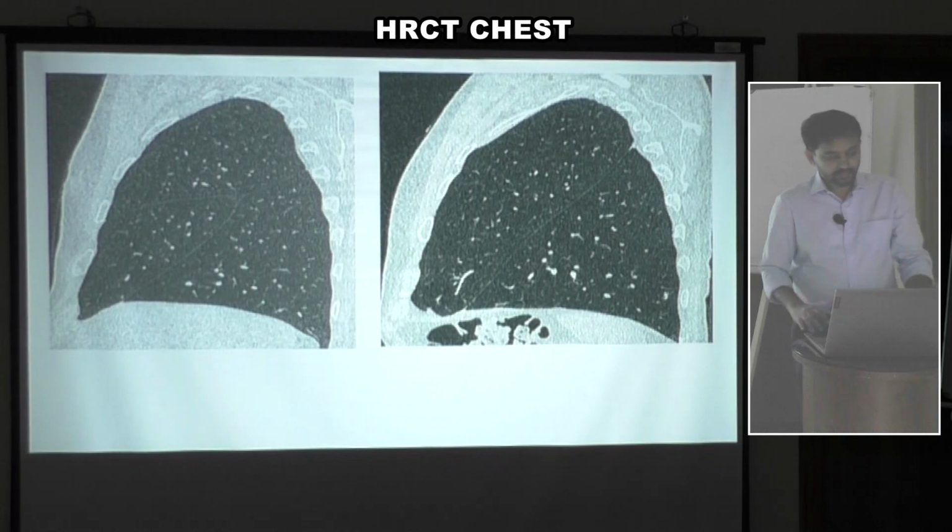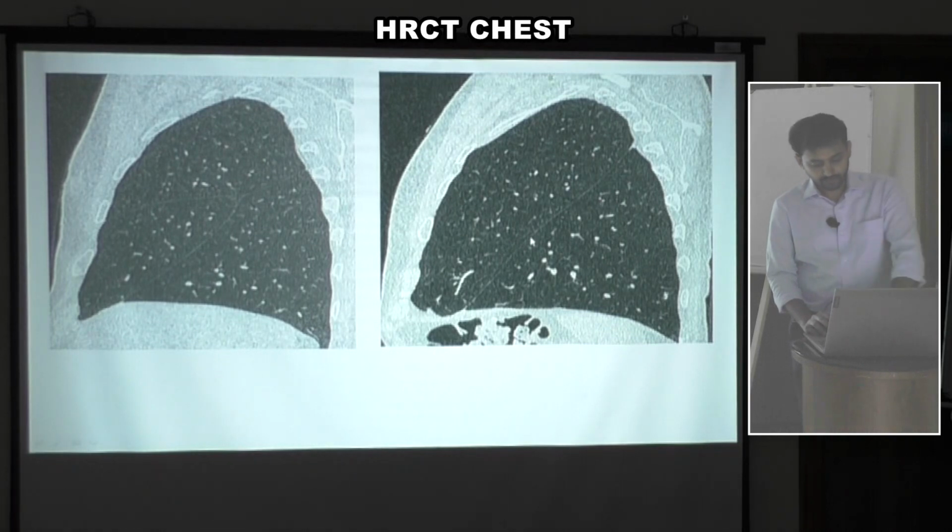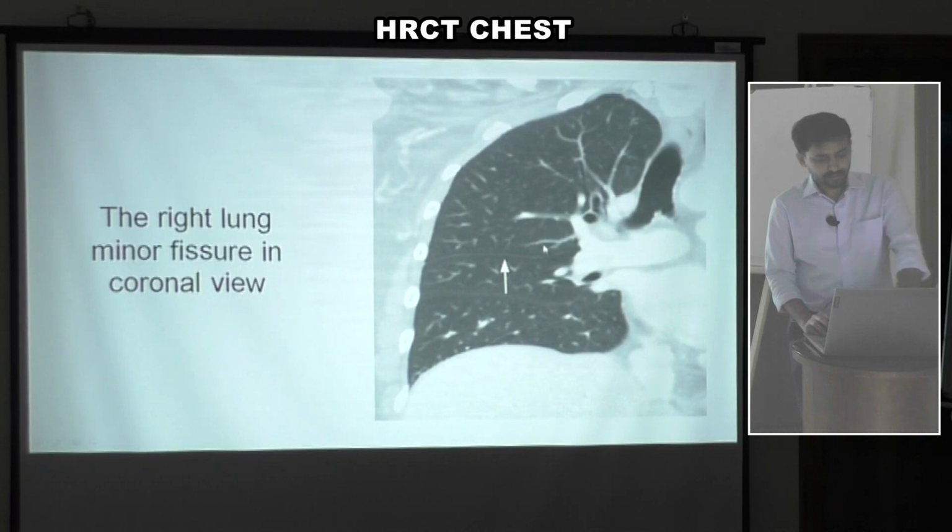In the sagittal plane, this is the major fissure on the right side which divides upper and lower lobes, and this is the oblique fissure or minor fissure which divides middle and lower lobes. On the left side there is only one fissure, which divides upper and lower lobes. And this is the coronal view, which shows the oblique fissure here.